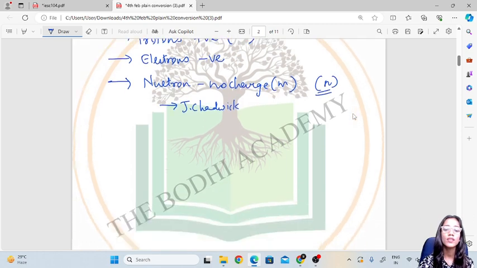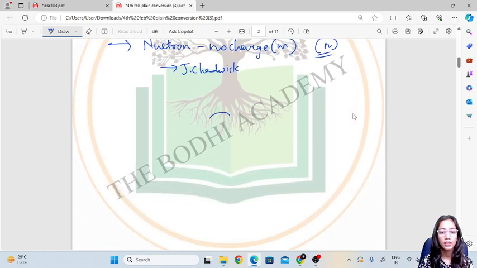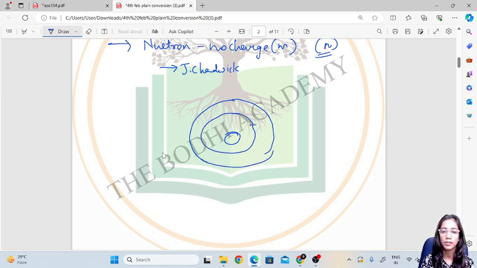Now where was this neutron present? We have seen yesterday that the nucleus is present in the center of the atom. Electrons revolve in discrete orbits outside, and protons are present inside the nucleus. Now these neutrons are also present inside the nucleus. So inside the nucleus we have the protons plus the neutrons.